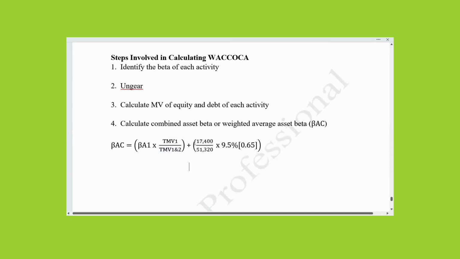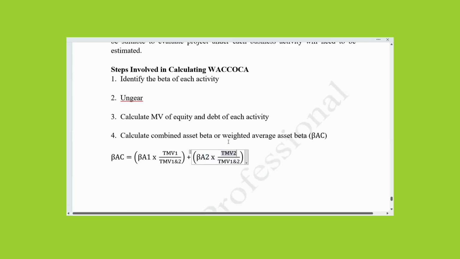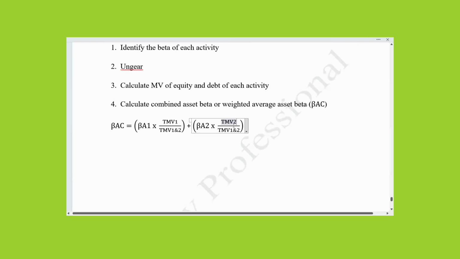So in this case, you are going to have 3 different terms. So this will then be for activity 2, total market value of equity and debts, the same way you normally calculate your market value. That's why you calculate market value in step 3. So you are just using that one as a proportion. So this is the formula you are going to use to calculate combined asset beta, or beta asset of the combined business.